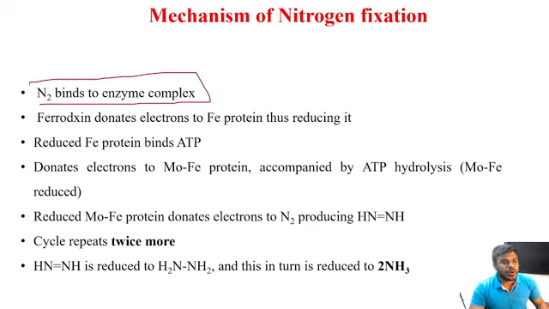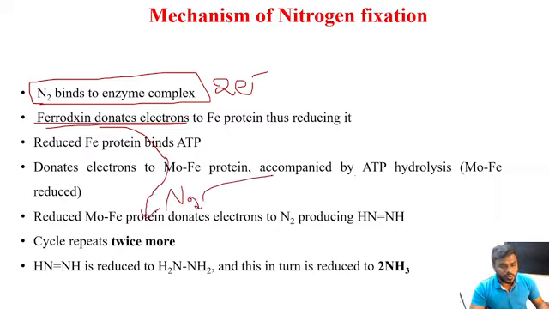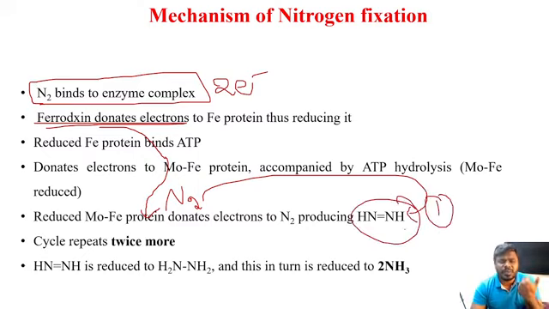First, nitrogen binds to the enzyme complex. We require 1 pair of electrons. Who is donating the electrons, my friends? Ferredoxin is donating. From ferredoxin the electrons come to the iron sulfur protein, then to the molybdenum iron protein. Then N2 is converted into what, my friends? NH double bond NH. This is the first step, a simple step.